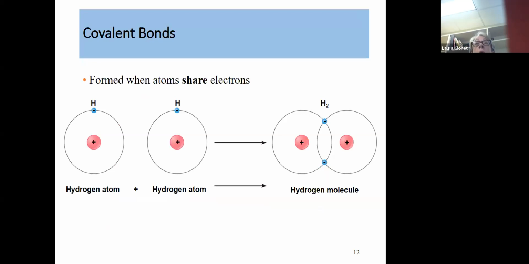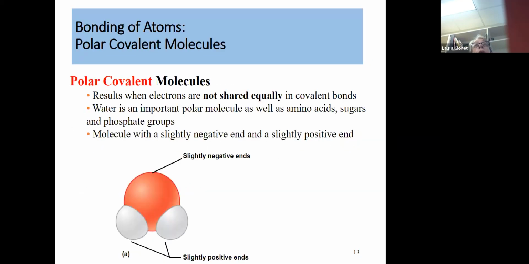But we can also have covalent bonds, and there are 2 types of covalent bonds, polar and nonpolar. So covalent means we're sharing electrons. It's not telling you you're sharing them equally or unequally. Covalent just means to share. So we could have polar covalent bonds or nonpolar. So what does it mean to be polar covalently bonded? It results when electrons are not shared equally, or we have unequal sharing of electrons within the molecule.